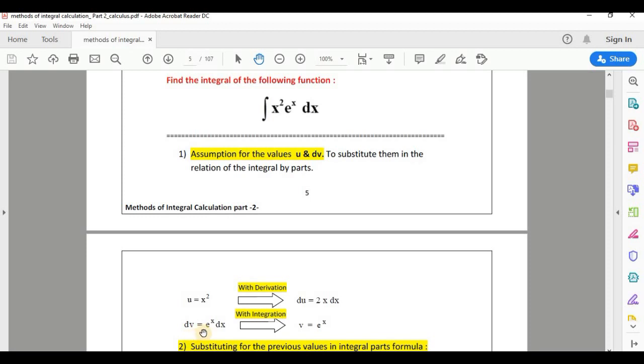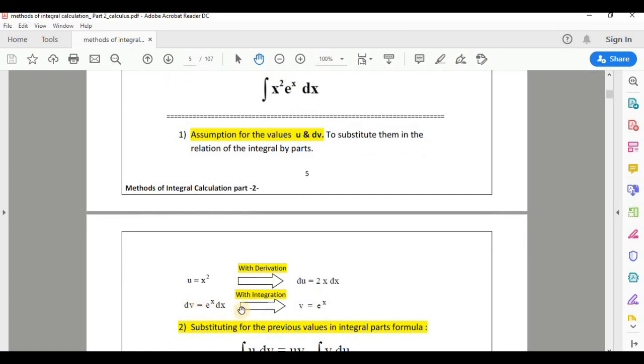So it will be dv equal e to the power x dx. Then we will make the derivation for our assumption for both sides. The derivation for u will be du, and the derivation for this part will be 2x dx. Then we will make the integration for our assumption, in both sides.